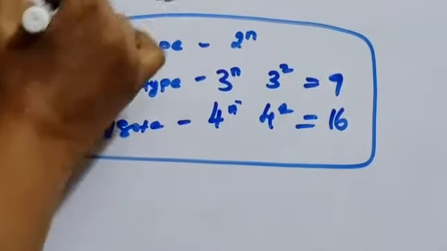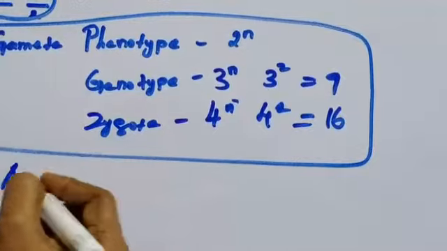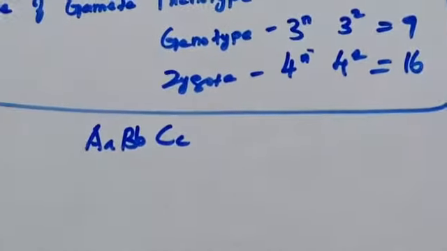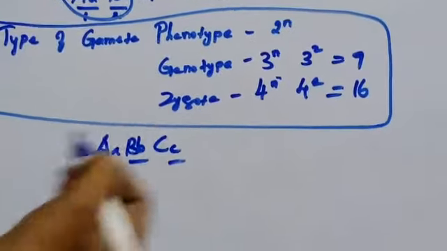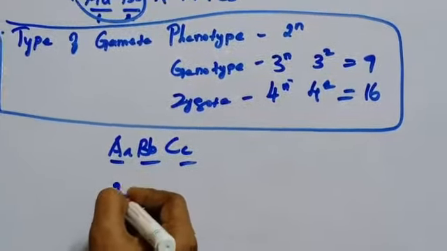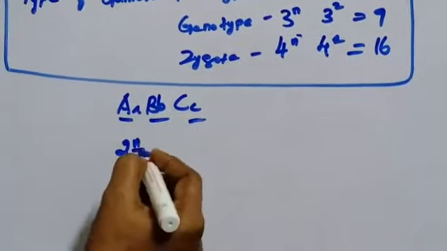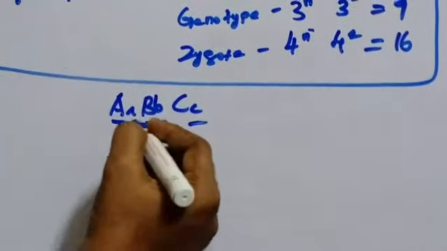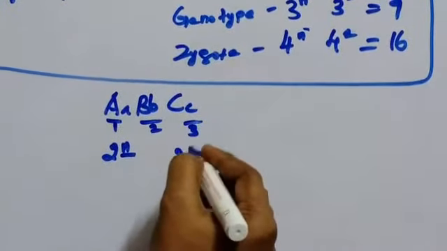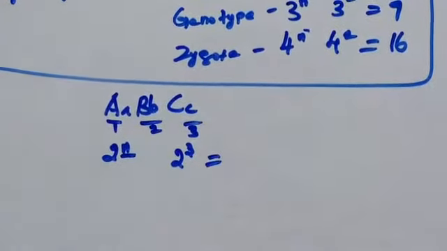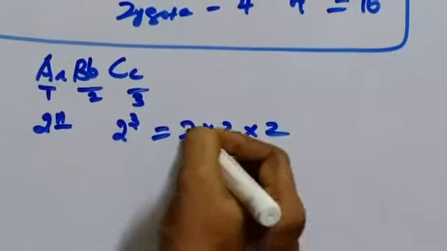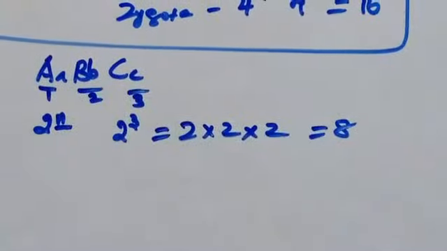Suppose this is one example we have seen. We can take this also as an example: capital A, small a, capital B, small b, capital C, small c. First you have to find out the phenotype, that is 2 to the power n. So n represents one heterozygous pair, second pair, third pair. So 2 to the power 3. Then what will be the answer? 2 into 2 into 2, that is 8.